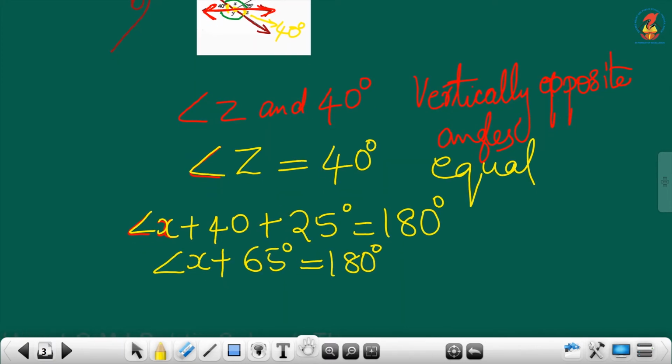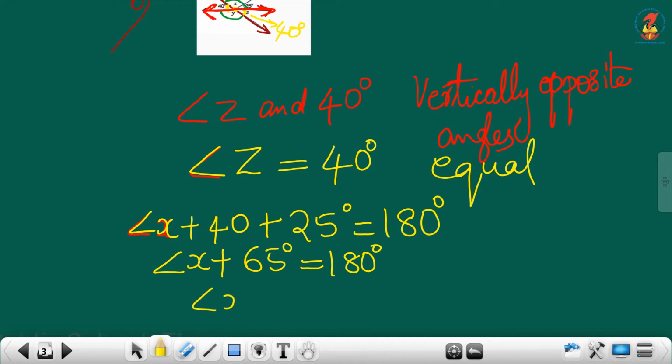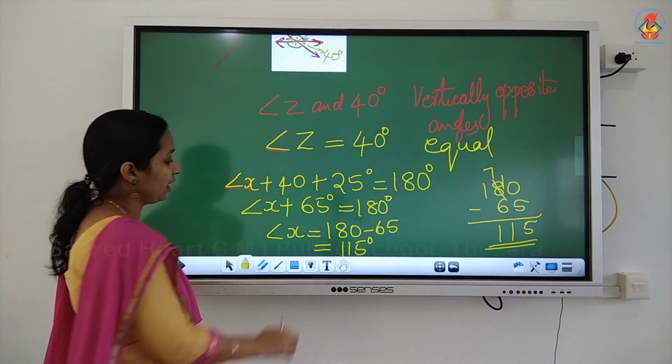Now find the value of x. By the transposing method, angle x is equal to 180 minus 65. What is the answer? 10 minus 5 is 5, 7 minus 6 is 1, and 1, so the answer is 115 degree. So we got angle x as 115 degree.